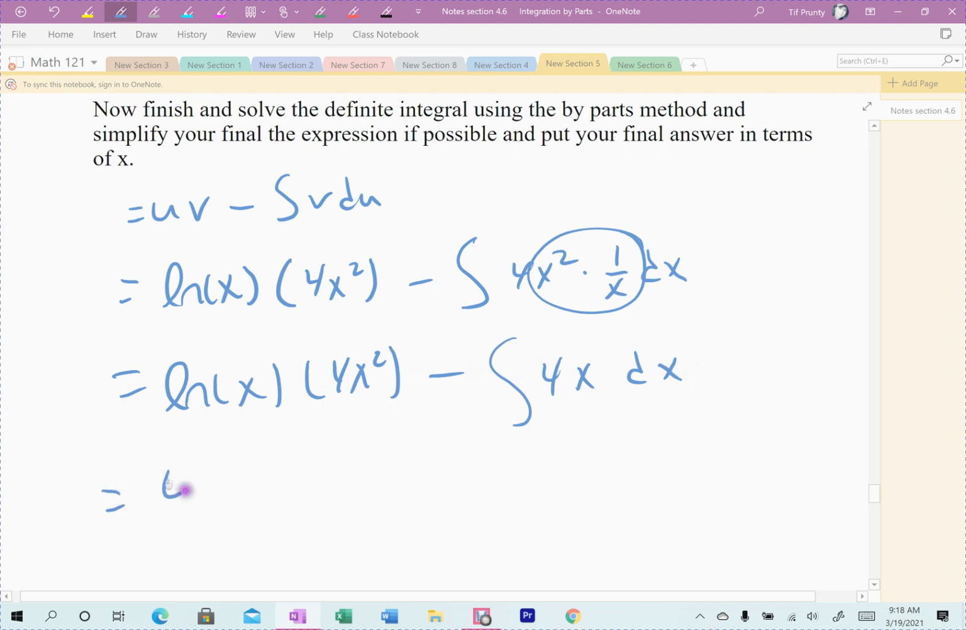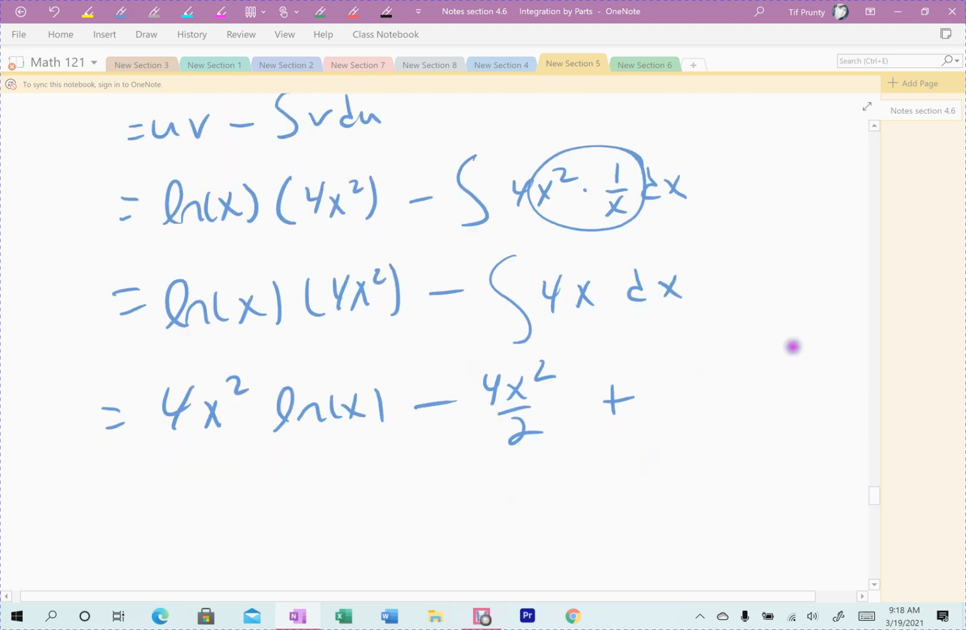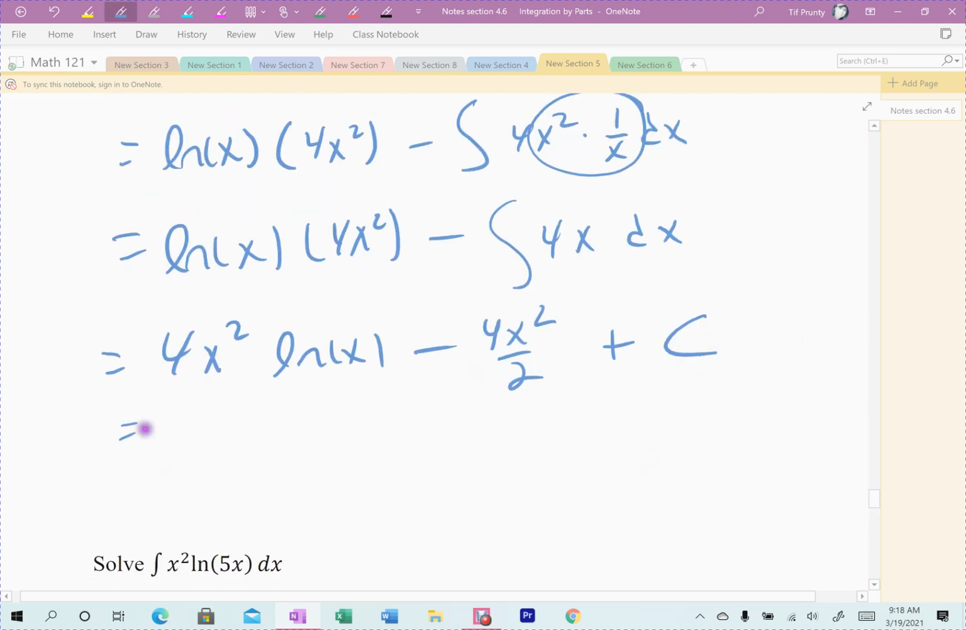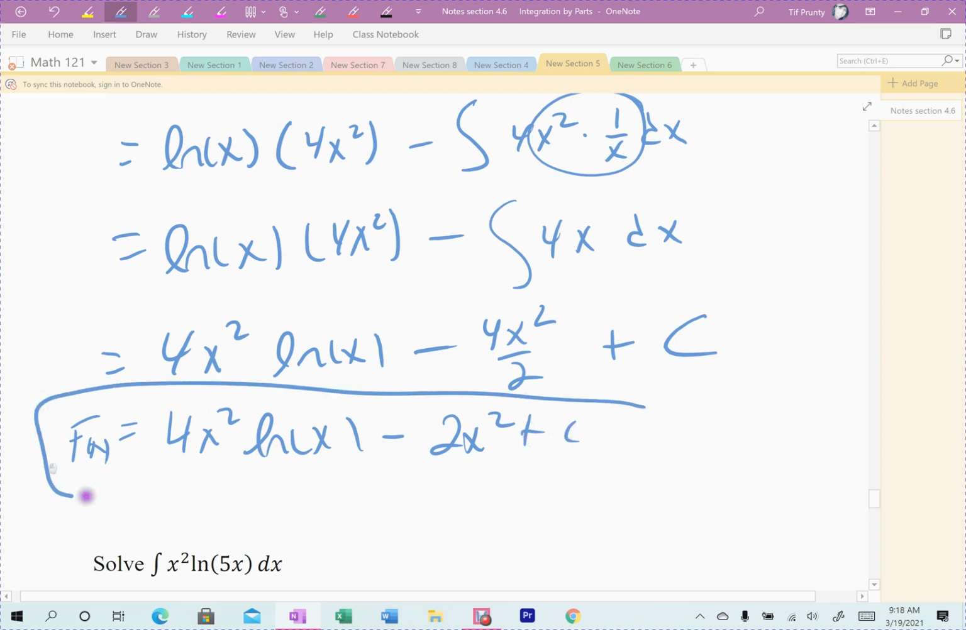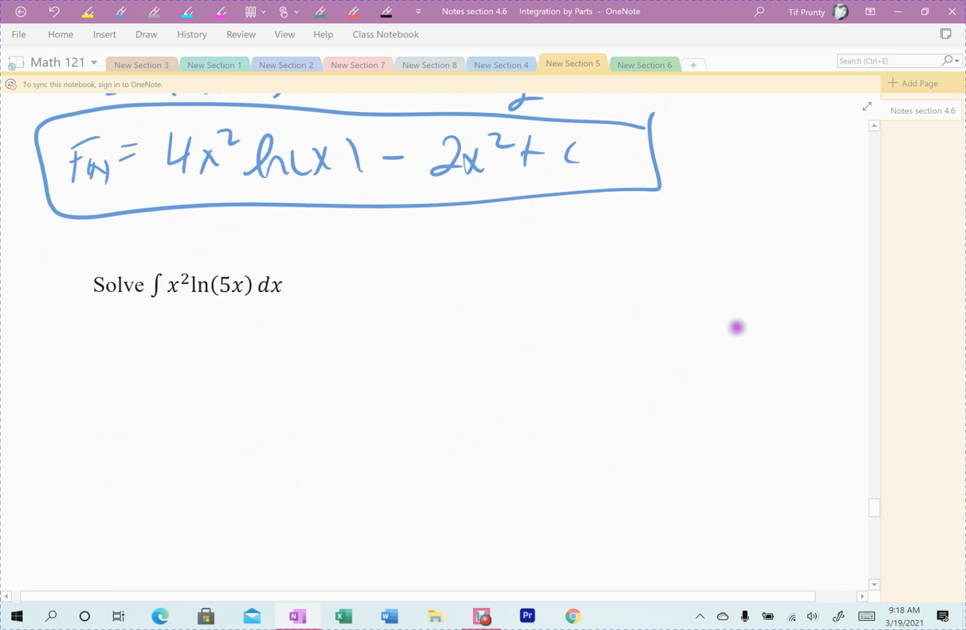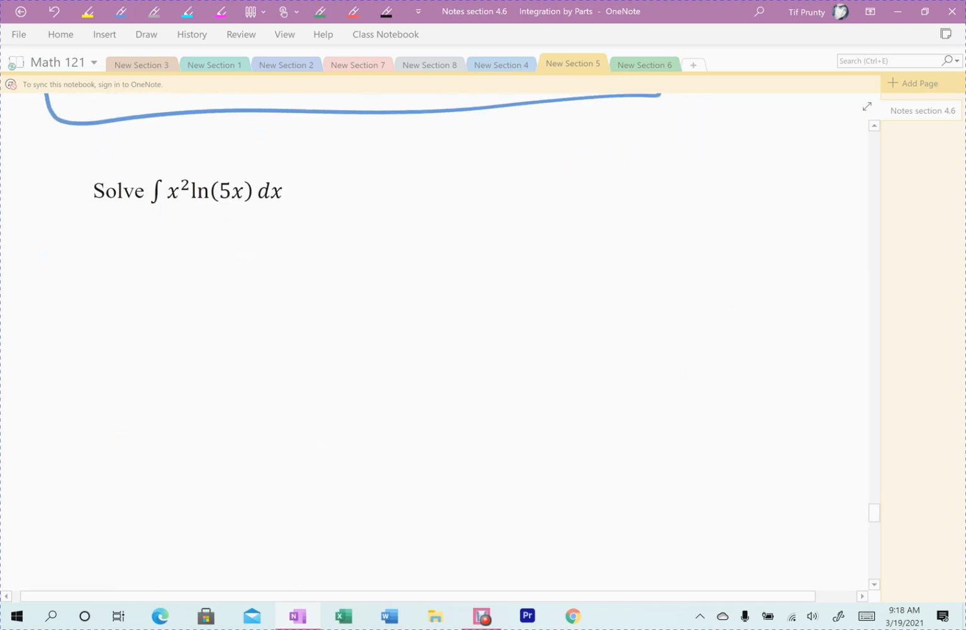I'm going to integrate. And actually, I'm going to rewrite this. 4x squared natural log of x, minus the antiderivative of 4x, which is 4x squared divided by 2, plus c. And so my answer is 4x squared natural log of x, minus 2x squared plus c. And there's my final answer. I'm going to go ahead and just finish out the video with the last one. I believe this is the last problem.